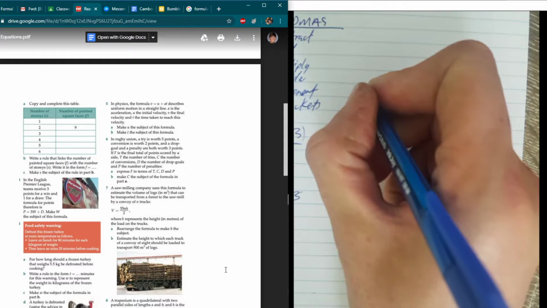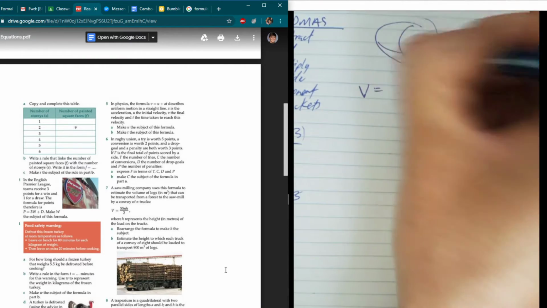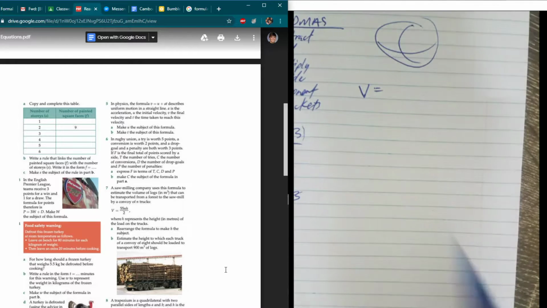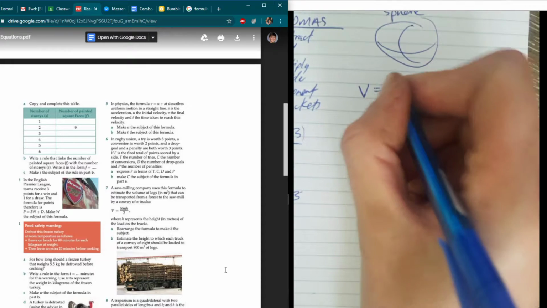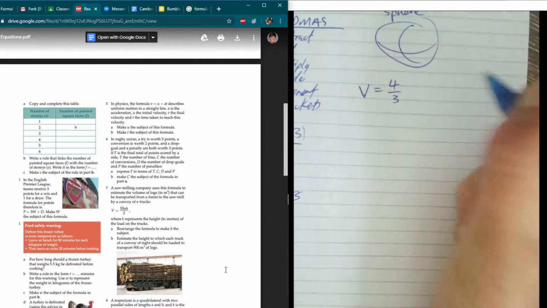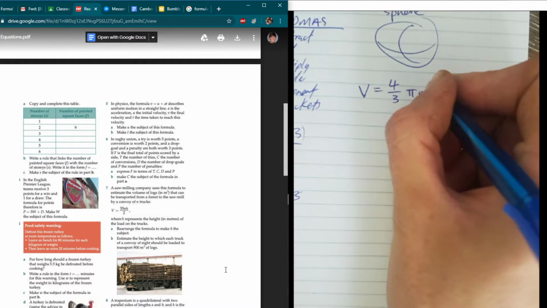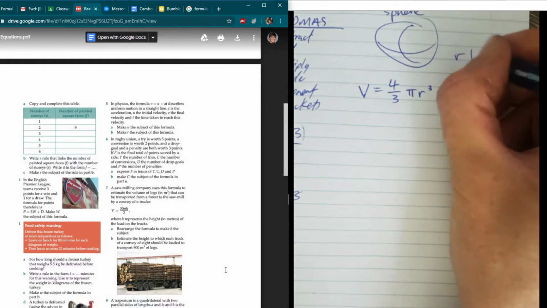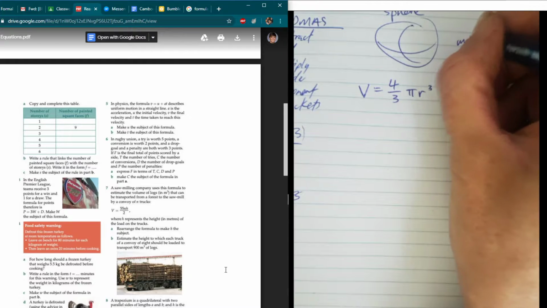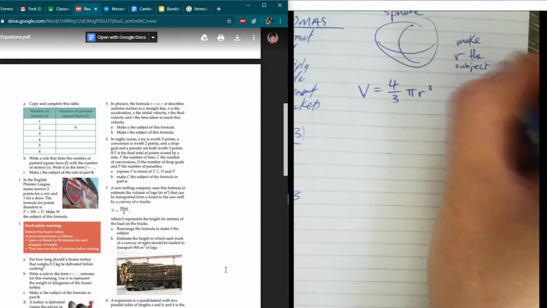So we've got the volume of a sphere. If we've got this, oh man, that's the worst sphere I've ever drawn in my life. Right, if we've got this sphere here, we can find on Google that the volume of a sphere is 4 over 3 pi r cubed. What we want to do here is make r the subject. So we're going to follow the same steps.